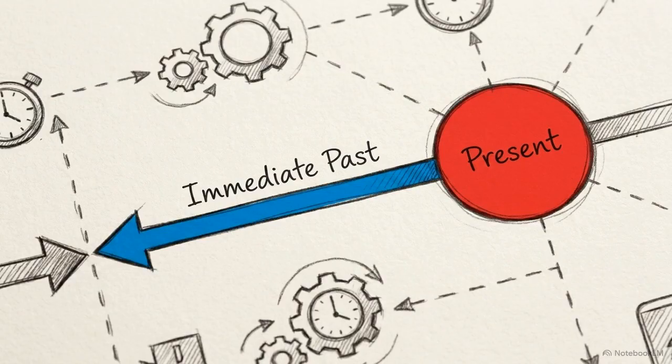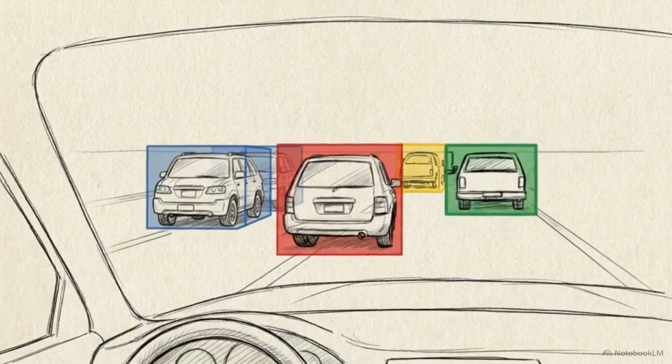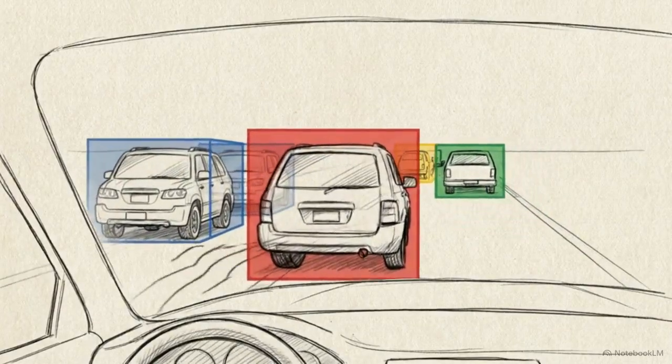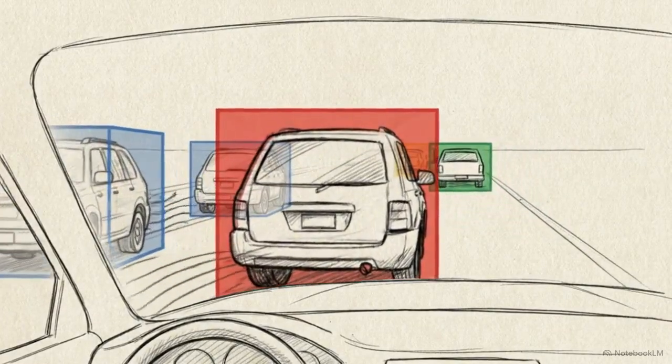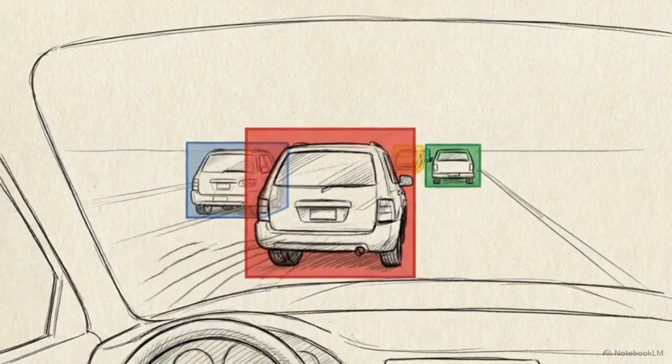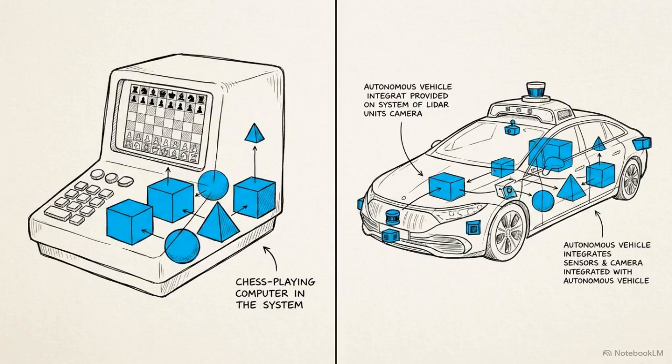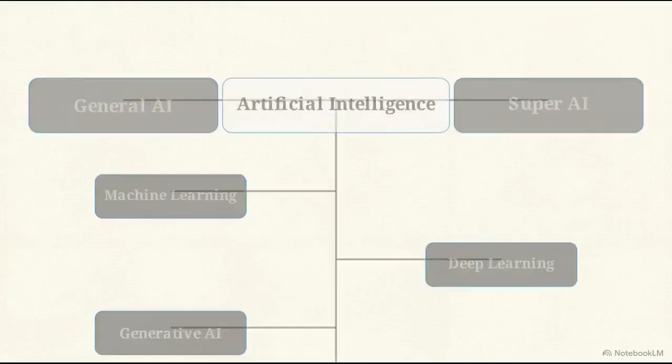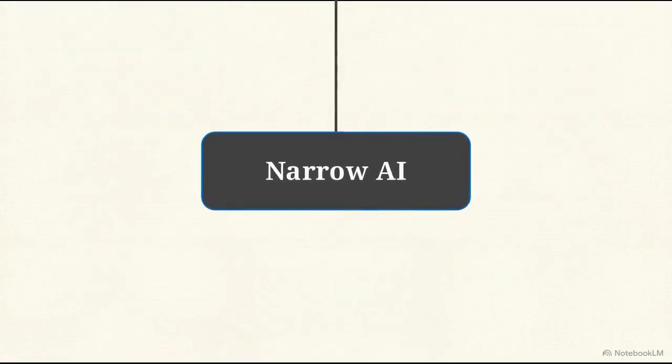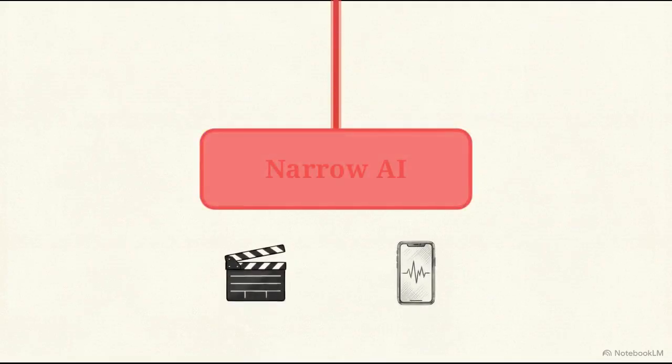We have since moved to machines that can look at the immediate past. A self-driving car stays safe by remembering the position of the vehicles around it from a few seconds ago to decide its next move. Even with these massive leaps in capability, everything we have built so far, from chessbots to self-driving cars, is still part of that same narrow AI branch.